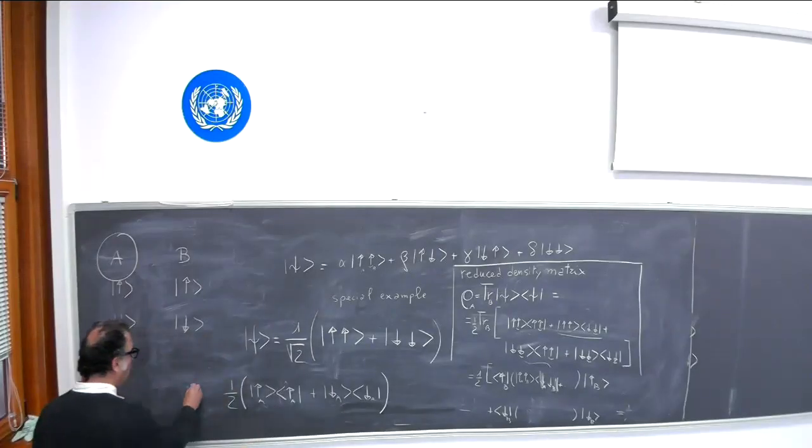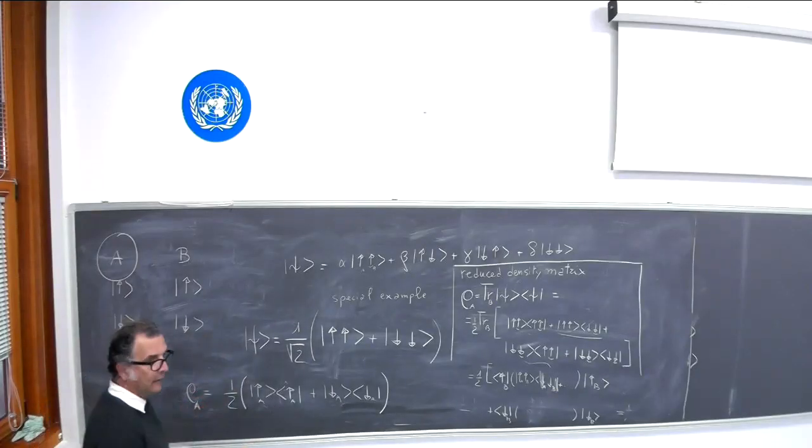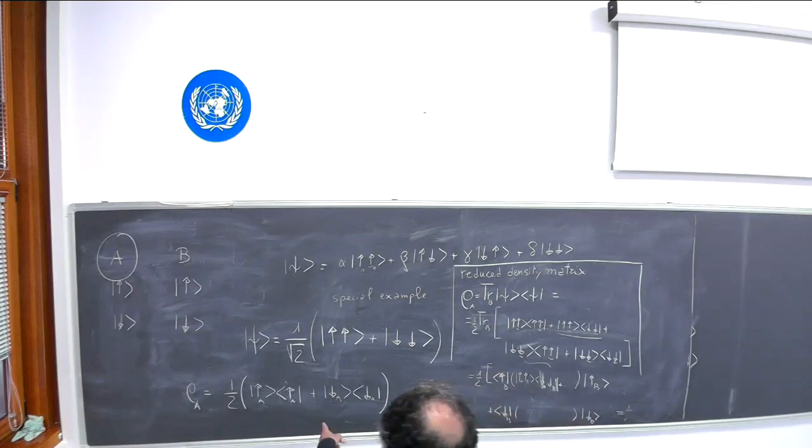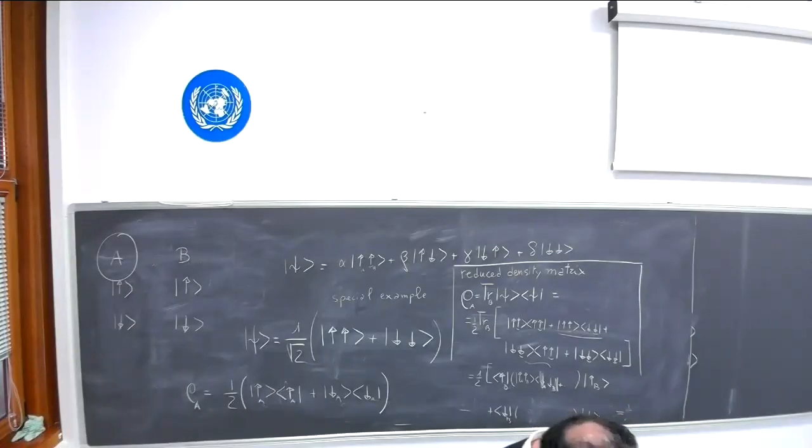What is this? This is rho A. Okay. So what is this? This we call the reduced density matrix of the subsystem A. So look, what is this density matrix? I mean, it's a special matrix. It's a maximally mixed state. Yeah, it's the identity, okay?